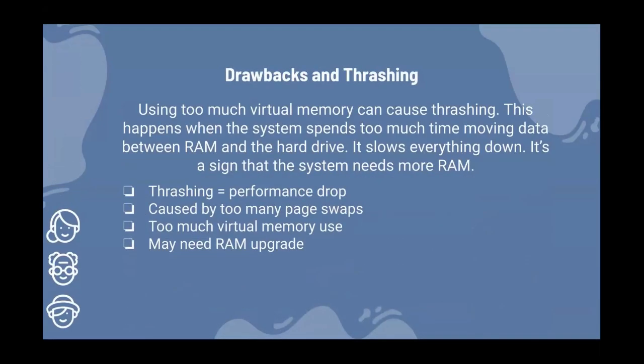Some drawbacks, and thrashing. Using too much virtual memory can cause thrashing. This happens when the system spends too much time moving data between RAM and the hard drive. It slows everything down. It's a sign that the system needs more RAM. Thrashing is a performance drop. This is caused by too many page swaps and too much virtual memory use, and you may need a RAM upgrade.